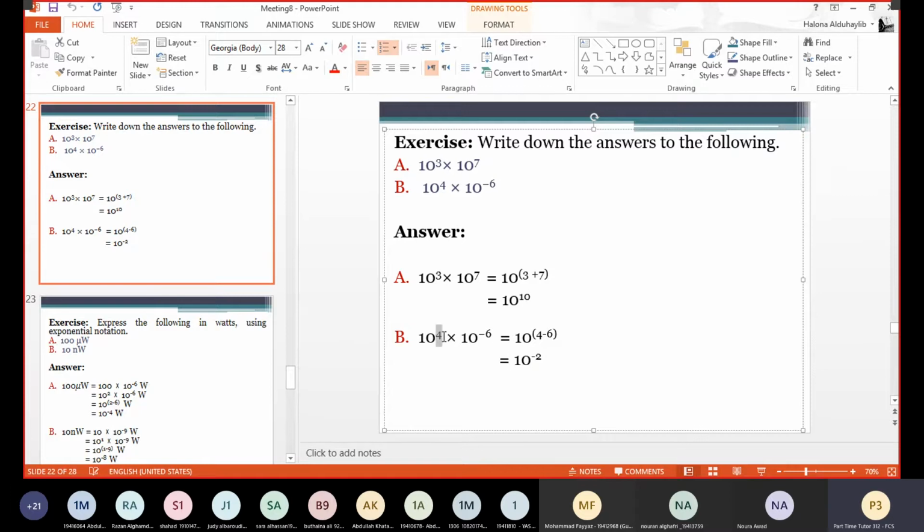We have a positive power with a negative power. The negative value is higher, so we need to subtract them. It's like 4 plus minus 6, which equals minus 2. So by the end, we will get 10 power minus 2.